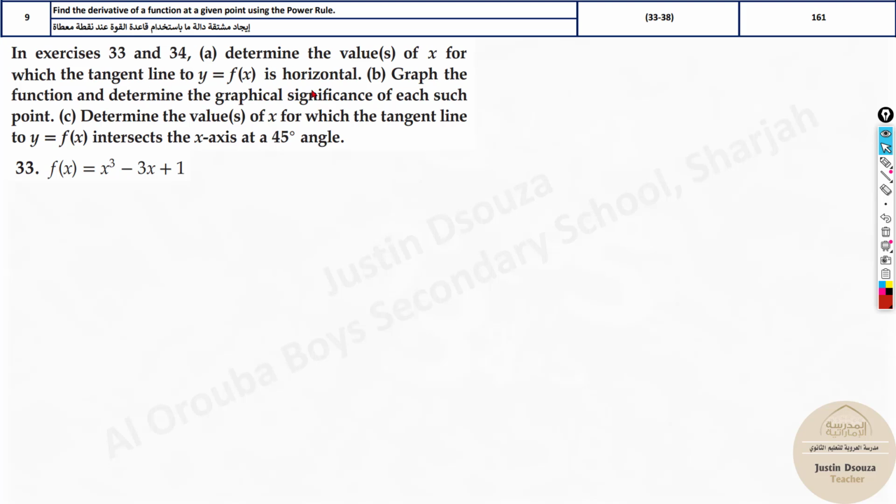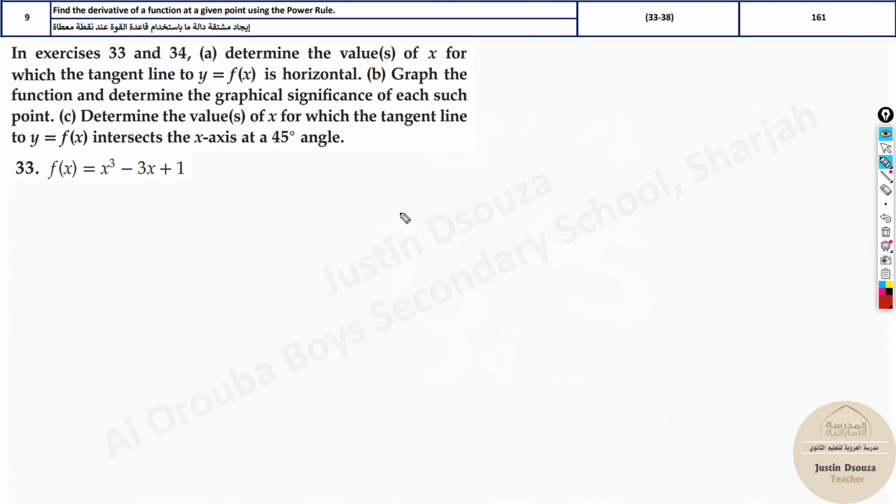Then we need to graph and understand the graphical significance, and then derive the values of x for which the tangent line is at 45-degree angles. So now there are so many things. You can skip the next part, it's just for knowledge purposes, but it helps you to solve this problem. Let me just recall what a tangent line does.